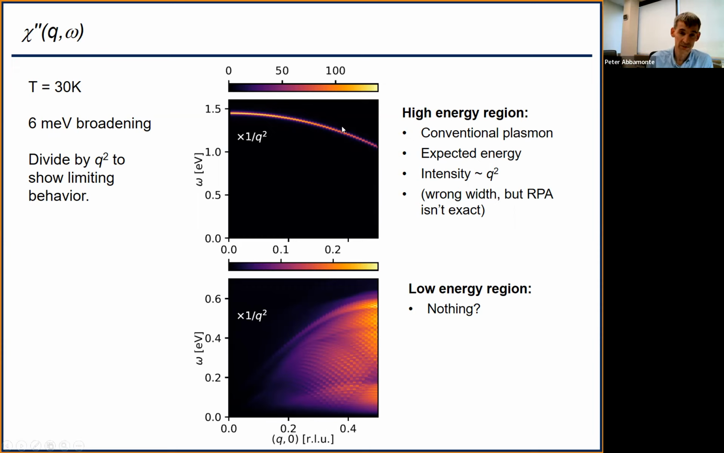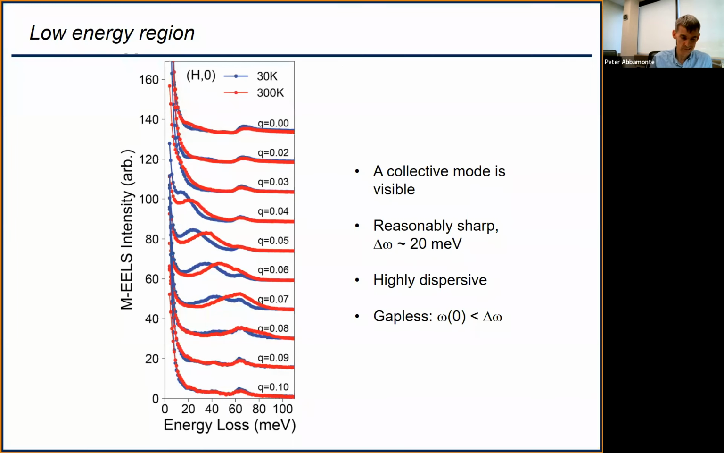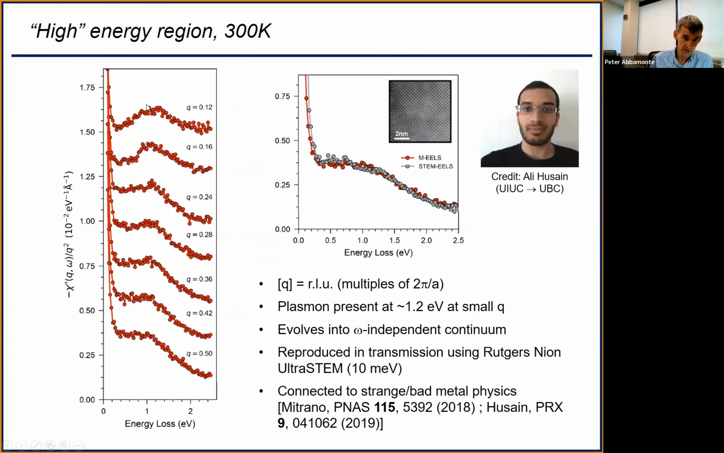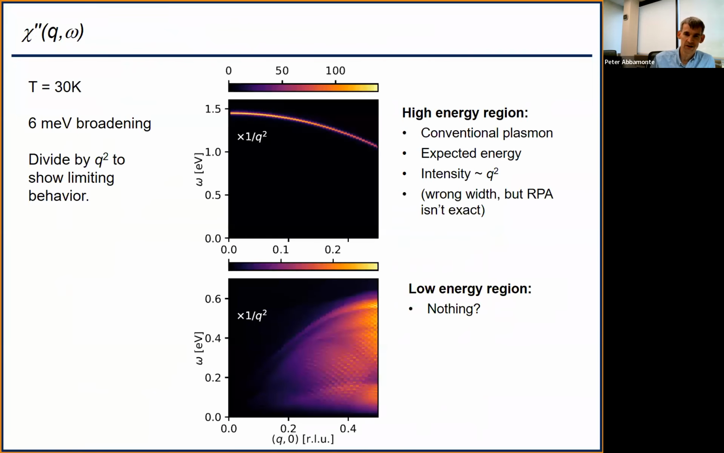What do you see? At high energy, you see a plasmon. That's the one eV, high energy conventional plasmon that I already showed you. Just going back, that is this thing. RPA does a pretty decent job predicting the existence of this mode, and it does a decent job predicting its energy, though it does not get the width at all.